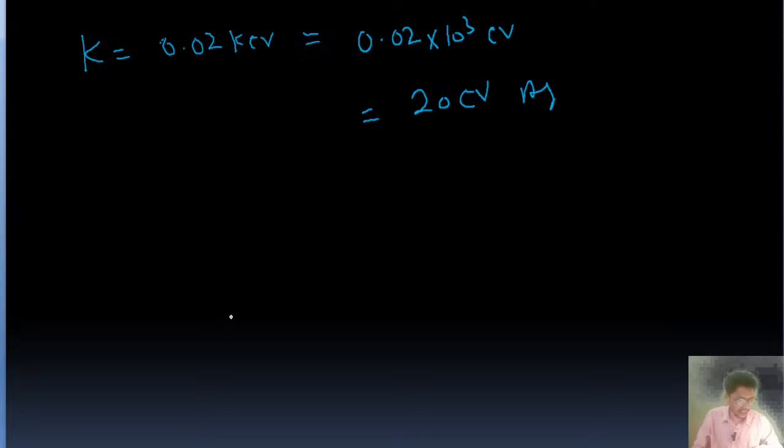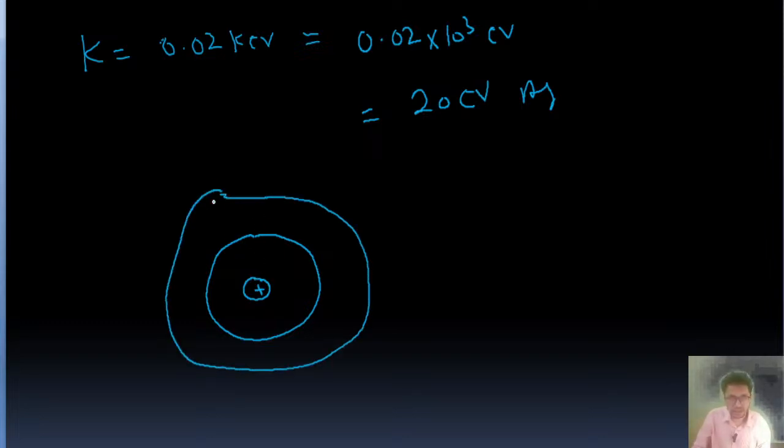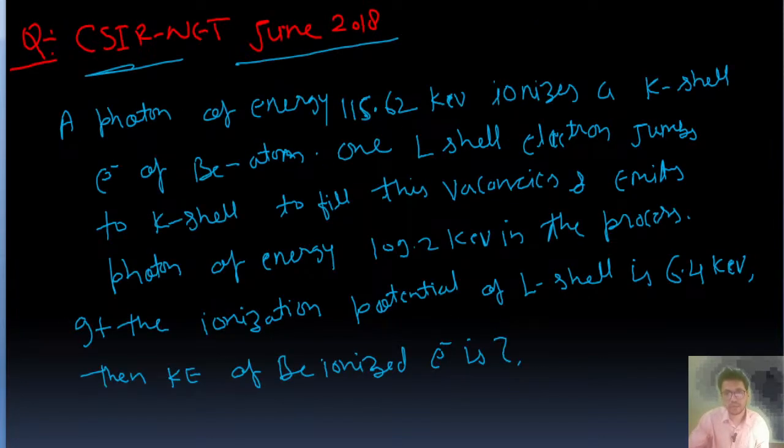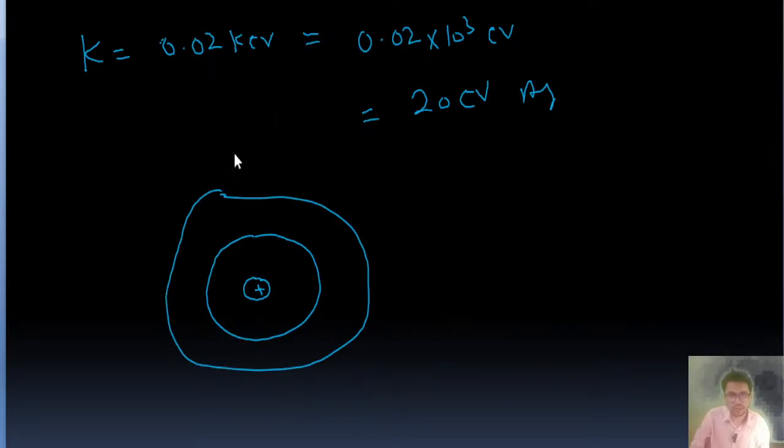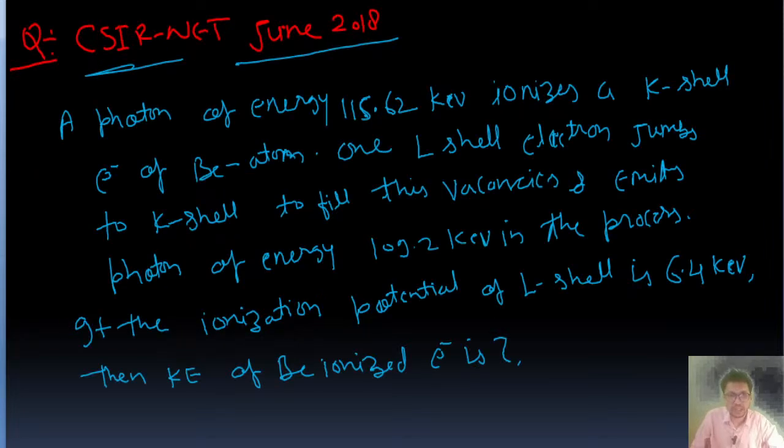So I'll explain here like this. Okay, this is the proton, guys, this is the nucleus, and these are the shells of that beryllium atom. This is the K shell and this is the L shell. You need to understand. The ionization energy is given, and we need to find the kinetic energy of the ionized electron.